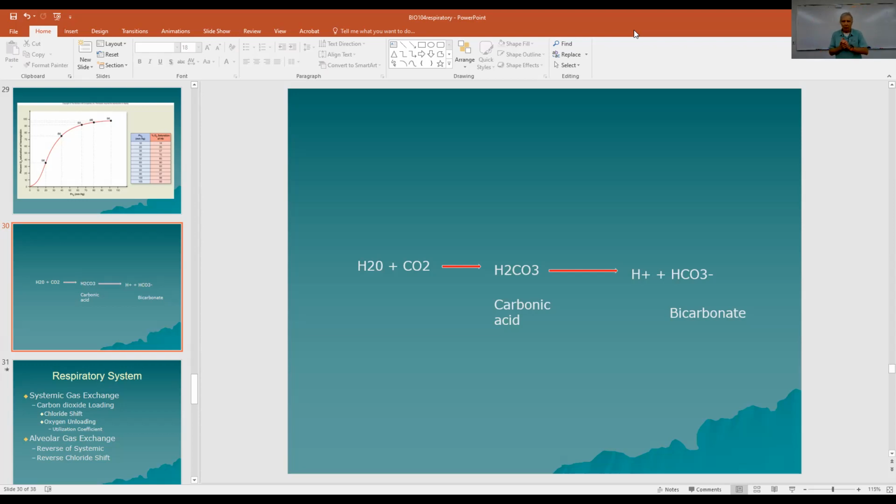Very important equation to learn. It's best to memorize this equation. You can see it over and over again.